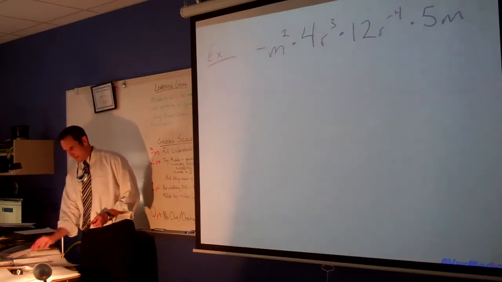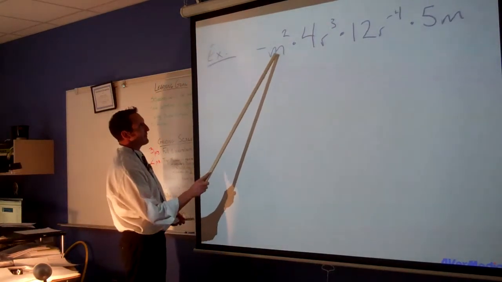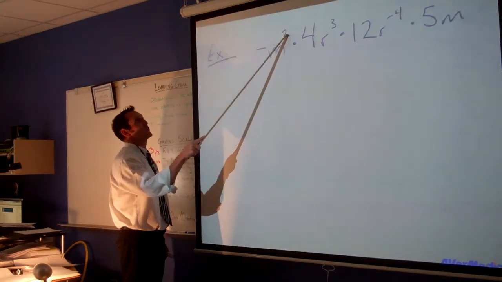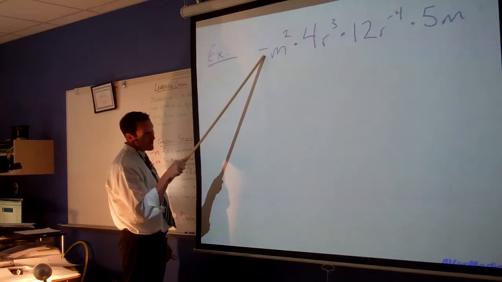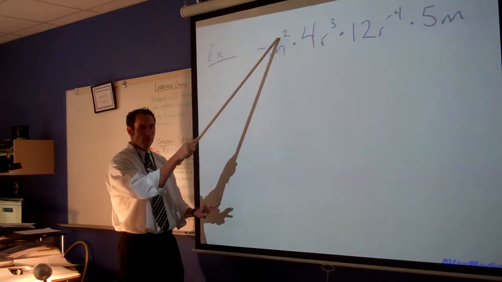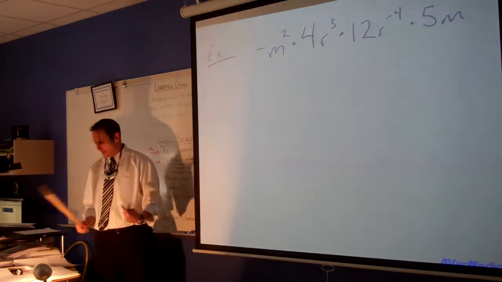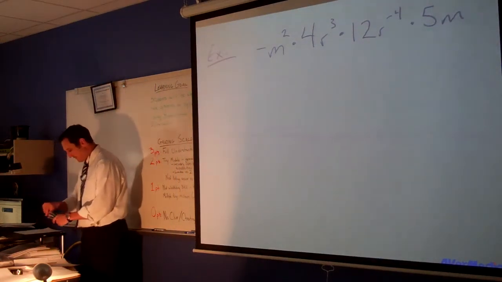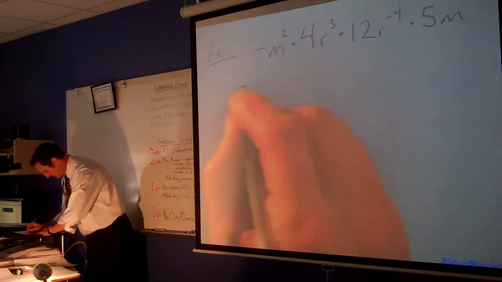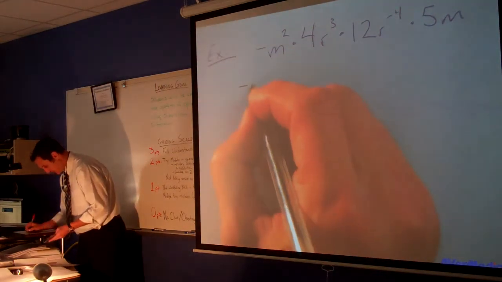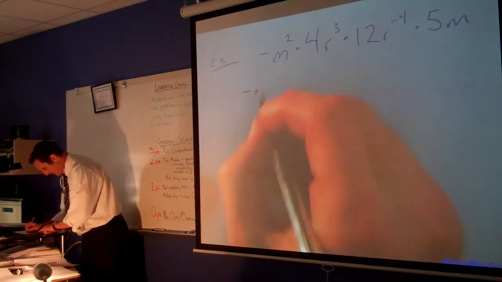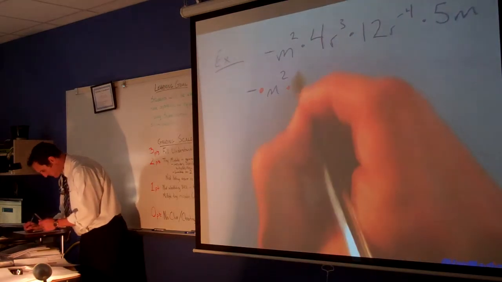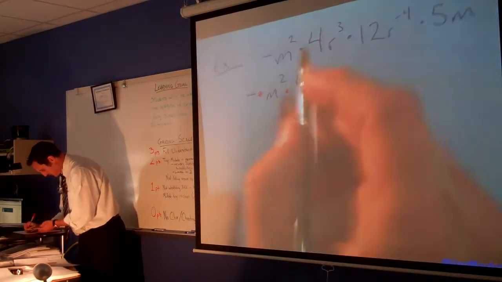So what's happening here? We have this negative m to the second power. What's being raised to the second power? Just the m. Is the negative being raised to the second power? No. So the negative is kind of operating on its own. That means we can write it like this. It's going to be kind of funny looking, but we can write it like this. It's negative times m to the second power times 4 times r to the third power.